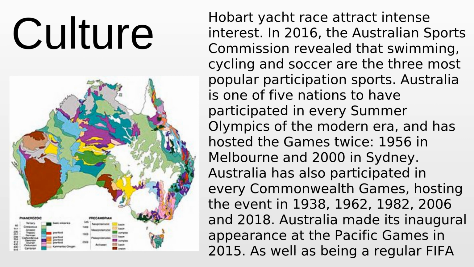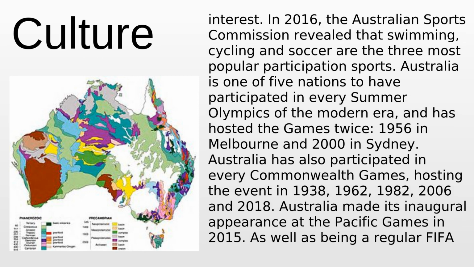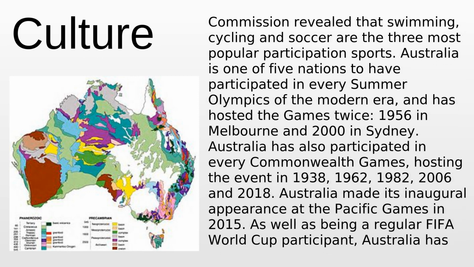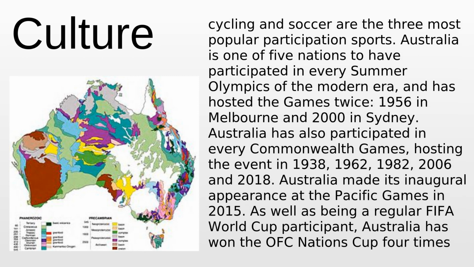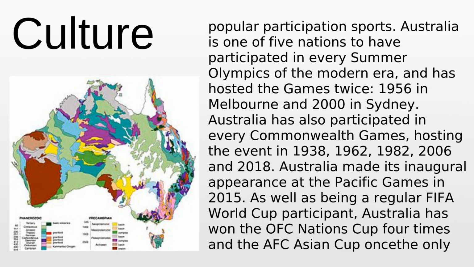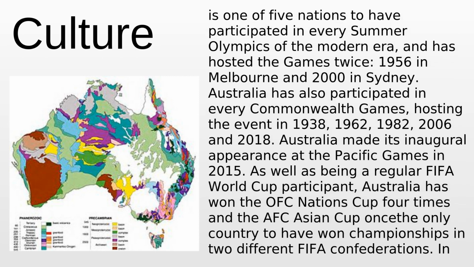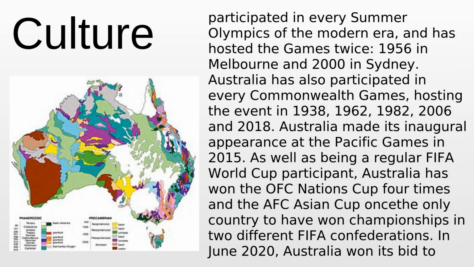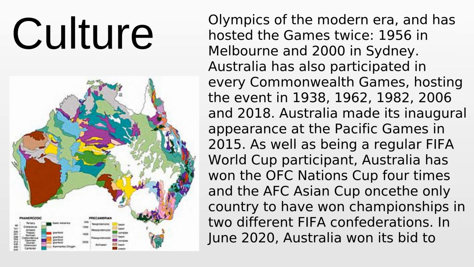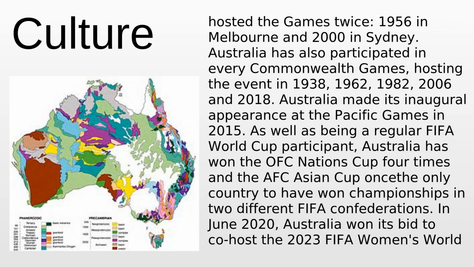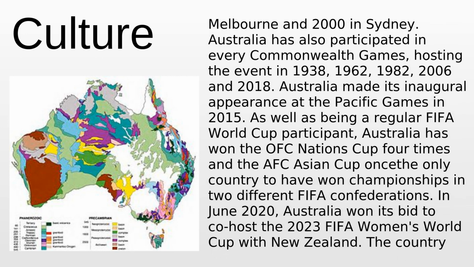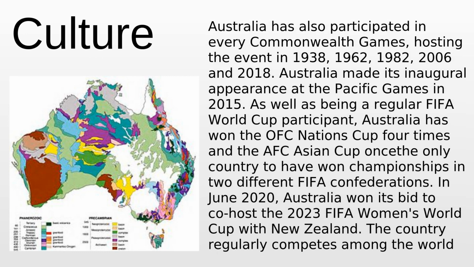Australia is one of 5 nations to have participated in every Summer Olympics of the modern era, and has hosted the Games twice, 1956 in Melbourne and 2000 in Sydney. Australia has also participated in every Commonwealth Games, hosting the event in 1938, 1962, 1982, 2006 and 2018.